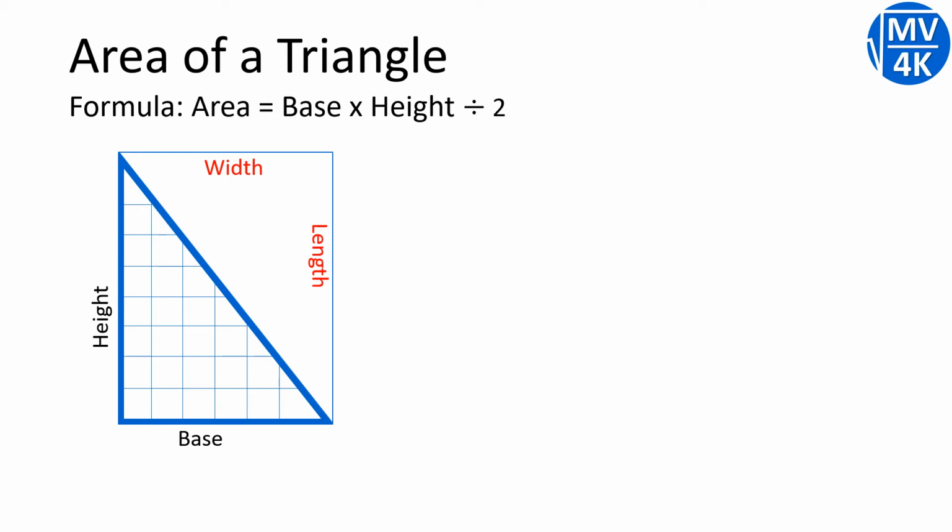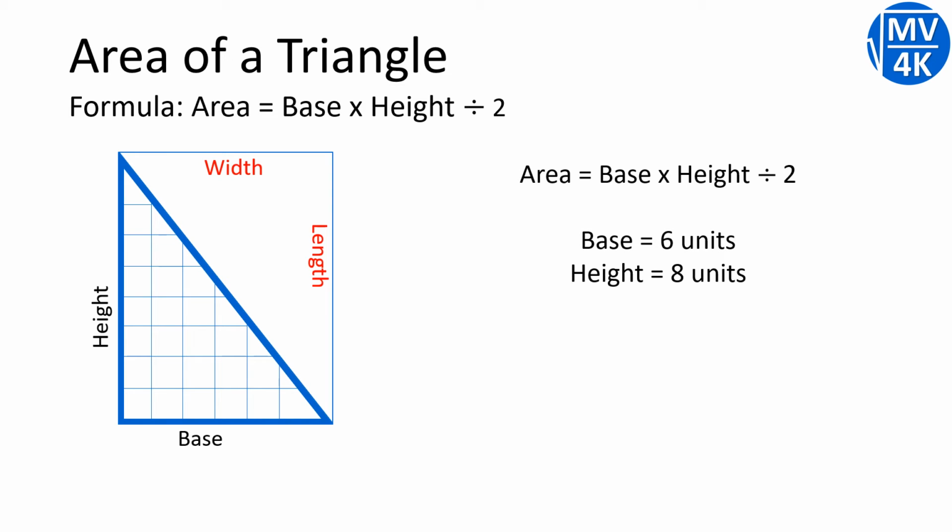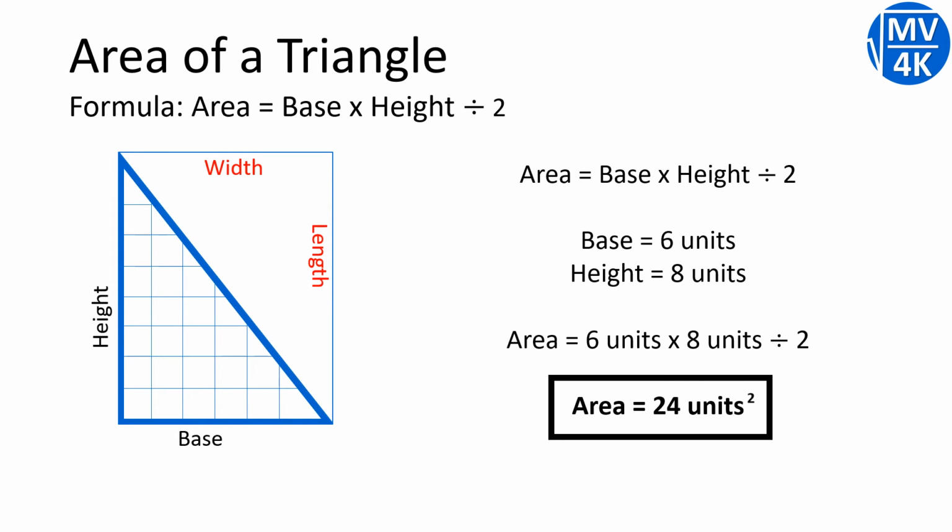And so, if we want half the area of the rectangle to equal the area of this triangle, we would simply multiply base times height and then divide by 2 to find that measurement. So, area equals base times height divided by 2. Here, the base measures 6 units wide, while the height is 8 units tall. So if we multiply 6 units by 8 units and then divide by 2, we would find the area of this triangle to be 24 units squared.